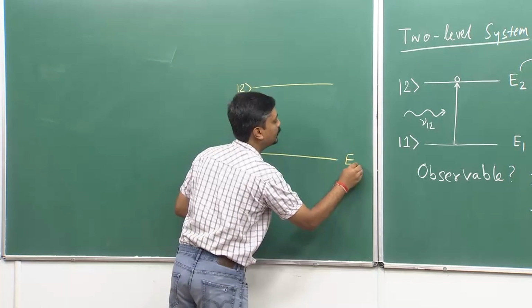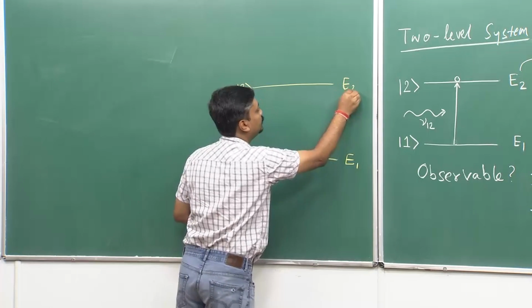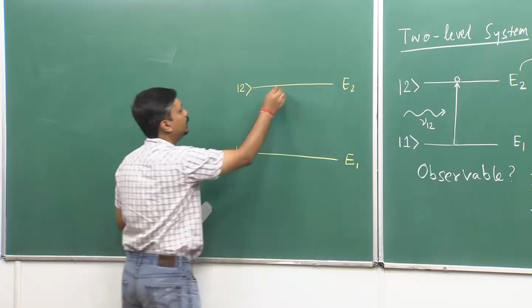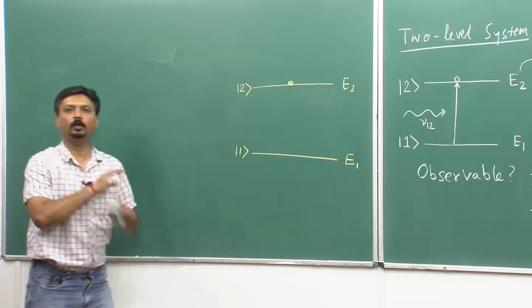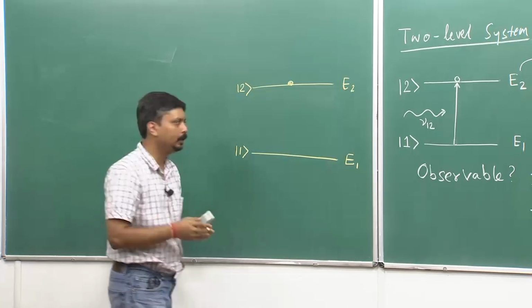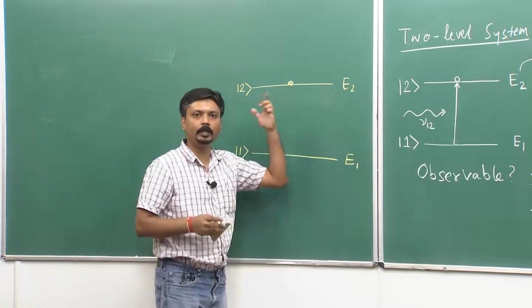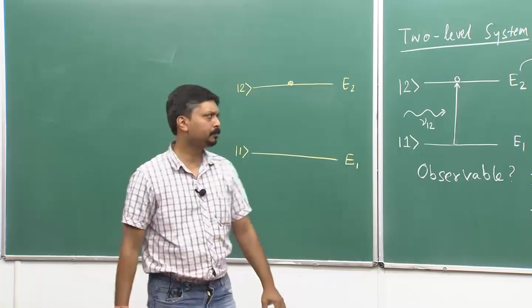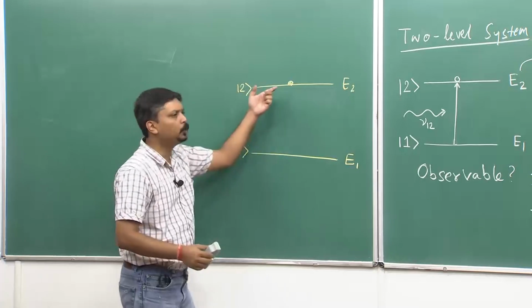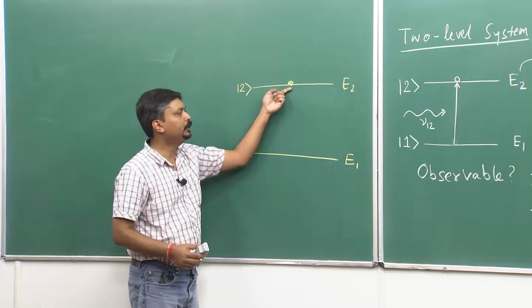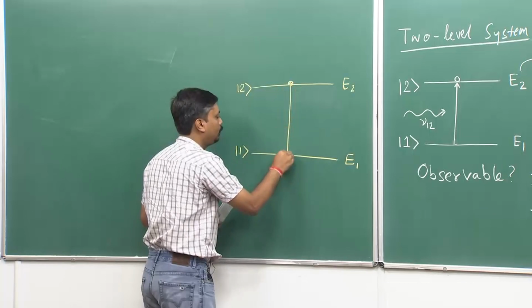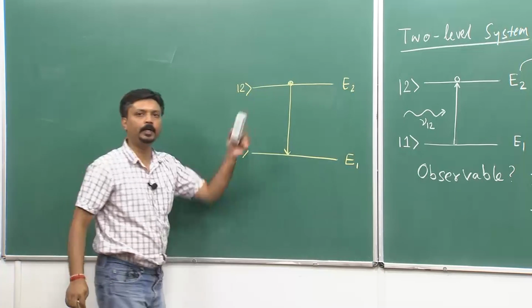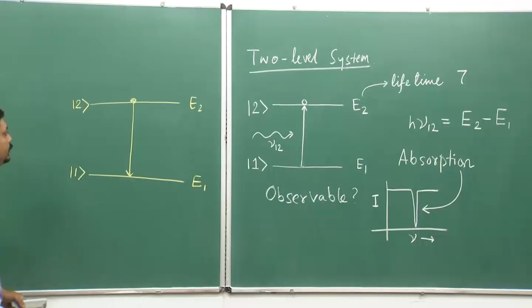So all the description remains as it is. Only thing is that now the molecule is here and I am not doing anything, I am not perturbing the system with any external force. So on its own it will make a jump from this state to this state after a time period tau, which is the lifetime of the state.